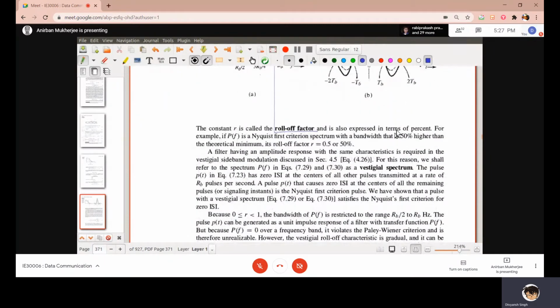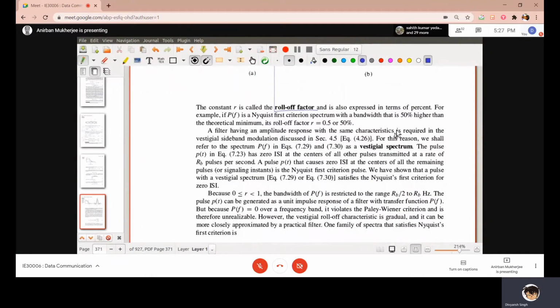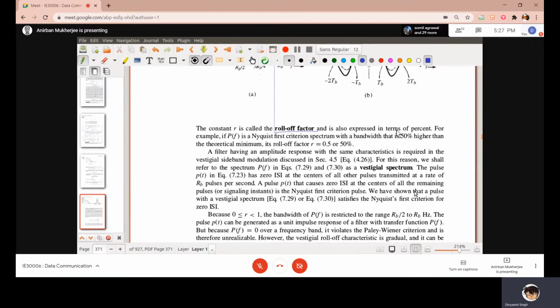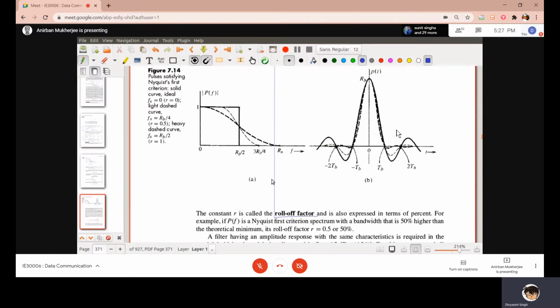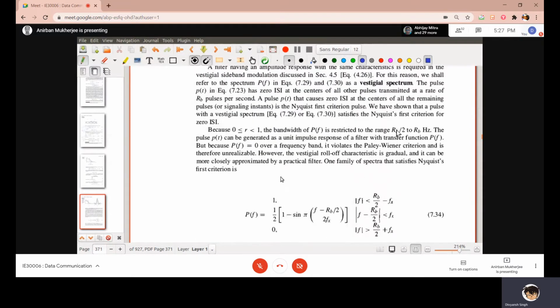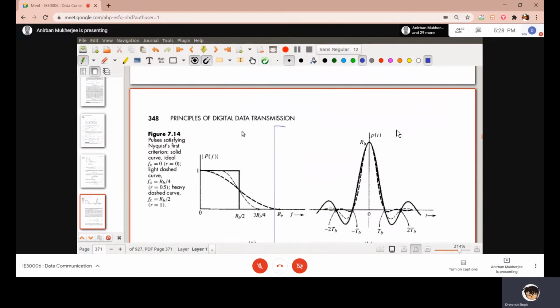Now the bandwidth of PF is restricted in the range of RB by 2 to RB. This is your minimum bandwidth, and it can go up to these dotted curves. The pulse can be generated as the impulse response of the filter with transfer function PF. That means if I have this PF, then I can calculate the PT.